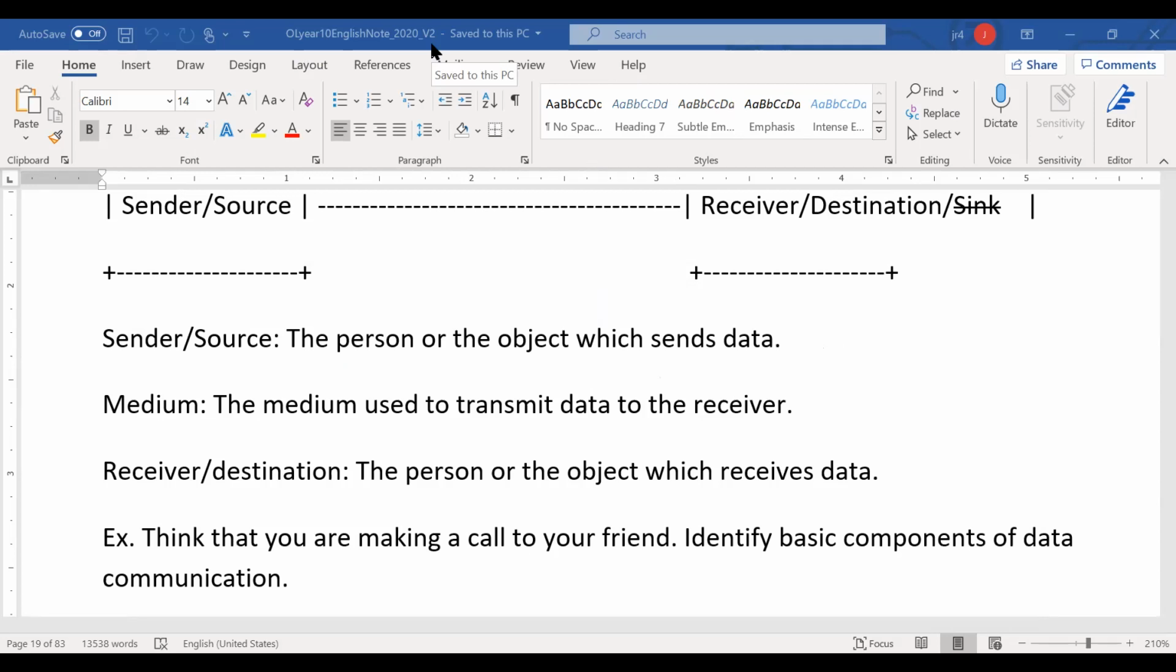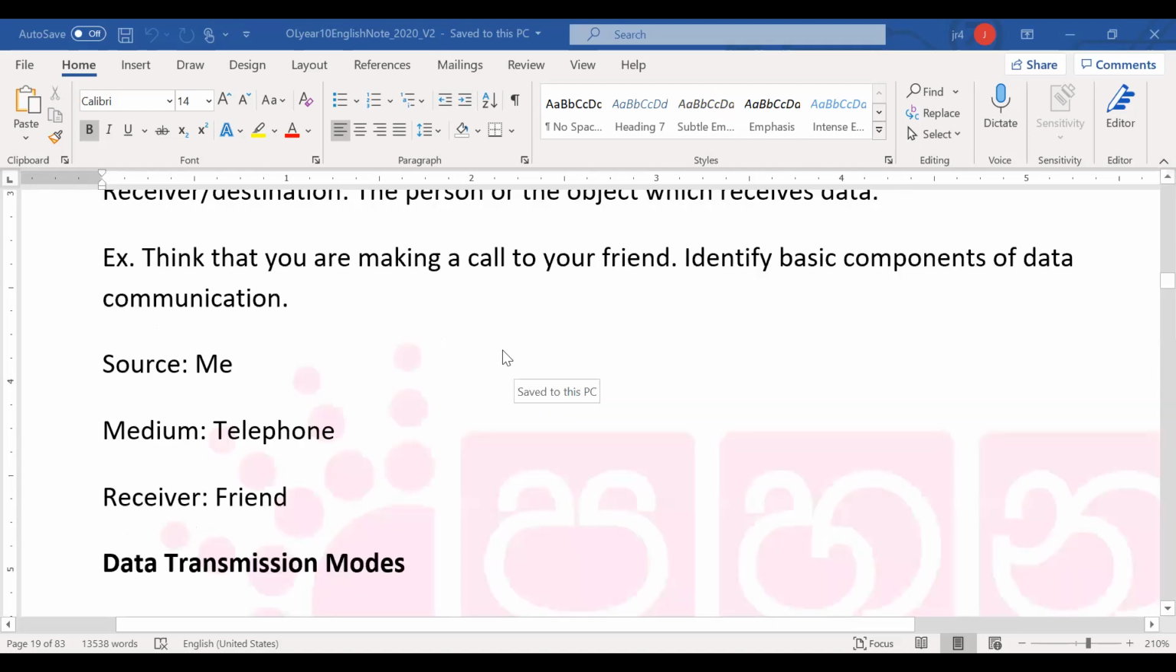The sender is me. Yes, sender is me. Receiver is the friend. Yes, the receiver is your friend. And the medium you use is the telephone. Yeah. Maybe let's assume that you have a phone line. Maybe that's what you are going to take as the medium. Right? So we can say the source is me and the receiver is the friend and then the telephone. I hope you got the basic idea.